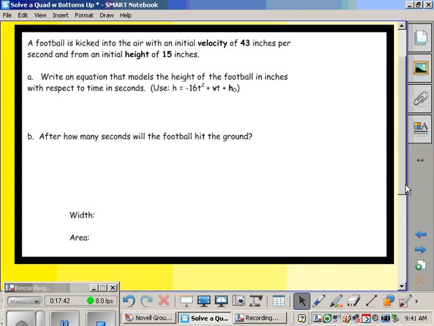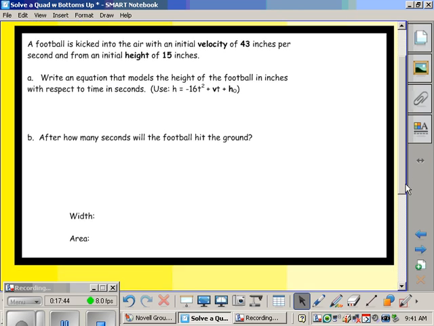Here's an additional problem. The football is kicked into the air with an initial velocity of 43 inches per second from an initial height of 15 inches. So let me underline those. The velocity is 43 inches per second, and the height is 15 inches. It says write an equation that models the height of the football in inches with respect to the time in seconds. And it gives you a formula to use.